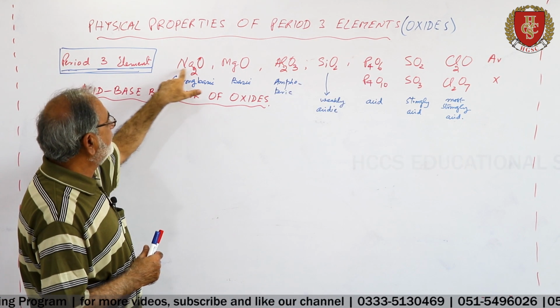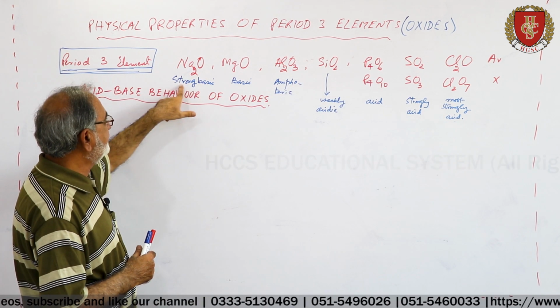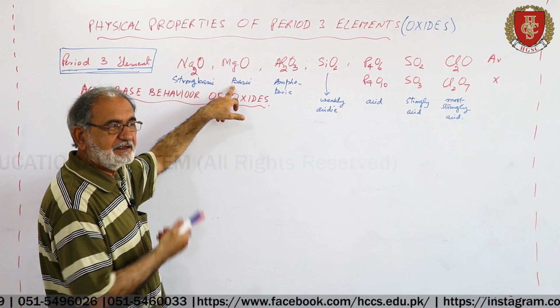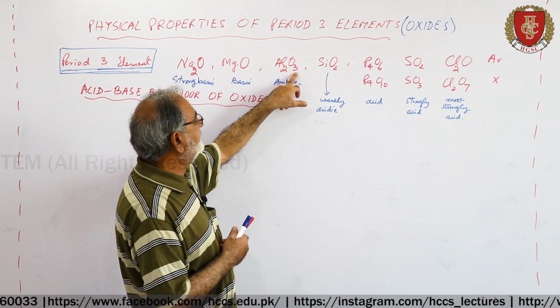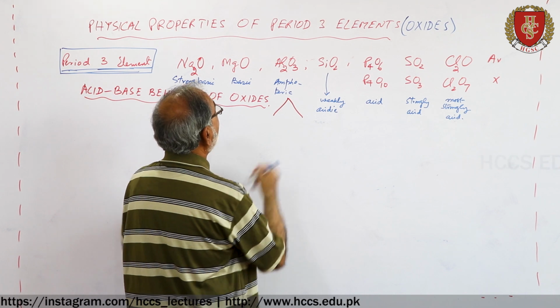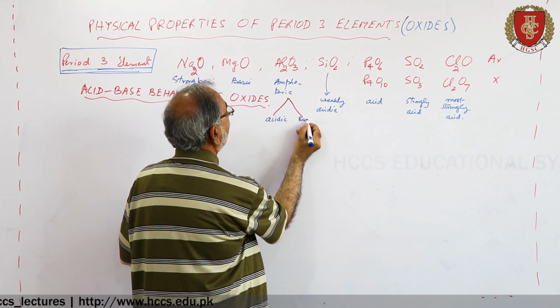Know that the sodium oxide, which is normal oxide, is strongly basic. Magnesium oxide is also an oxide of alkaline earth metal, is basic. Aluminium oxide is amphoteric, means it can behave as acidic and basic.